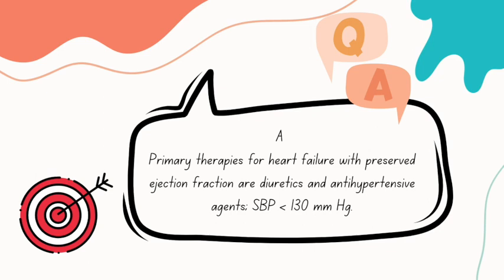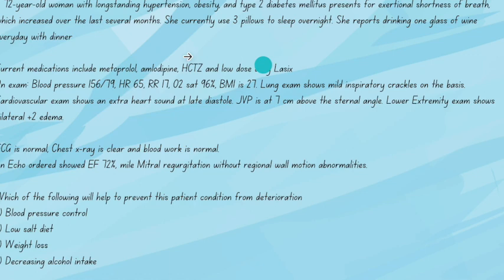Blood pressure control. Primary therapy for heart failure with preserved ejection fraction are diuretics and antihypertensives to maintain systolic blood pressure less than 130. Our patient had heart failure with preserved ejection fraction, and you will know this because, if we go back to the question, we have the signs of heart failure that we talked about throughout the course, but ejection fraction is 72%, so the heart failure diagnosis is clinical. And the question is, what will prevent heart failure with preserved ejection fraction from deterioration?